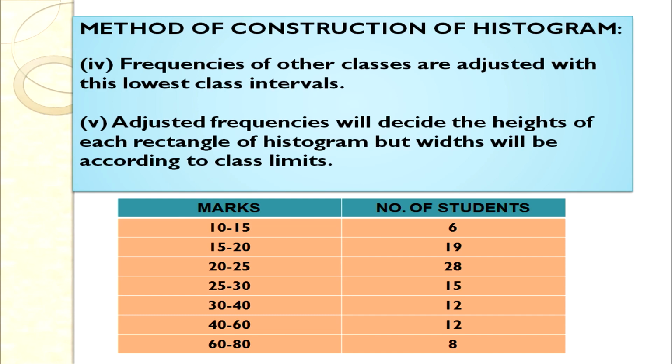Now, the last main important point, adjusted frequency will decide the heights of each rectangle. That means, when we get the adjusted frequencies for 30 to 40, 40 to 60, 60 to 80, we are going to plot those adjusted frequencies only for their heights. Let us see how we have adjusted the frequencies first.